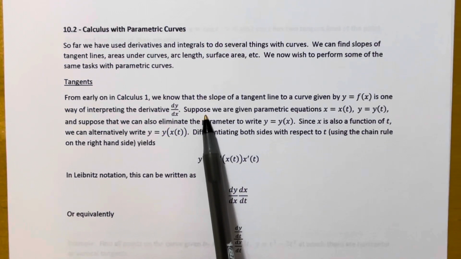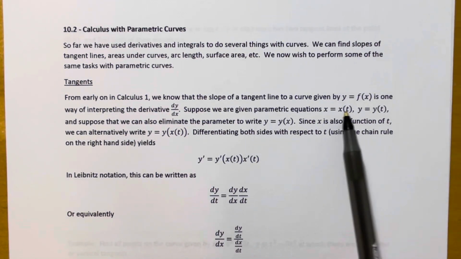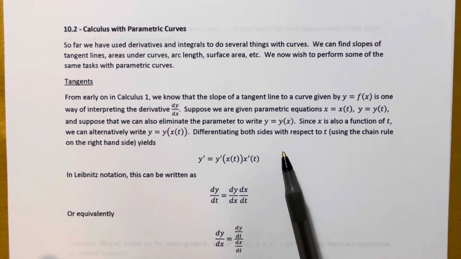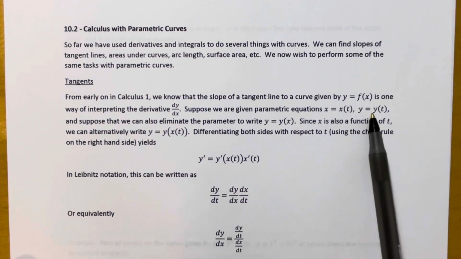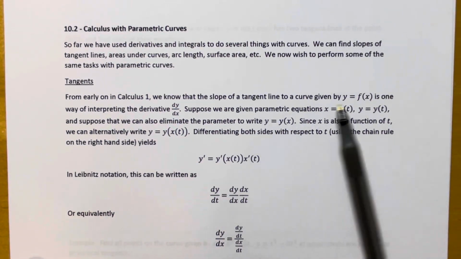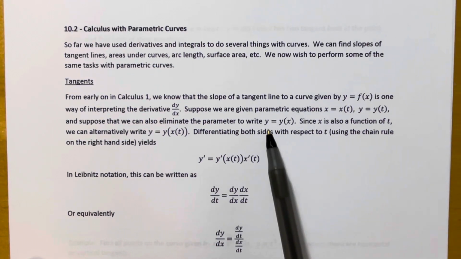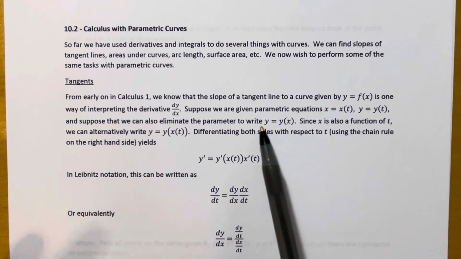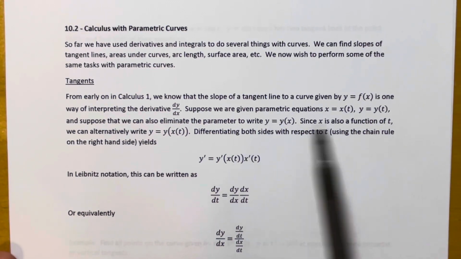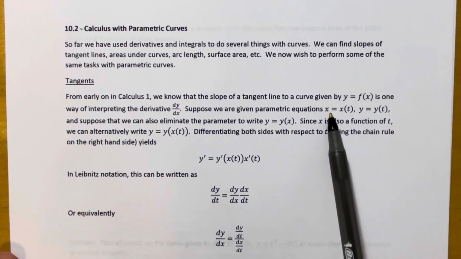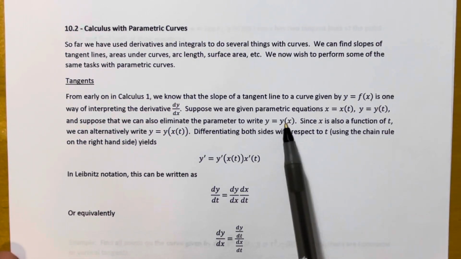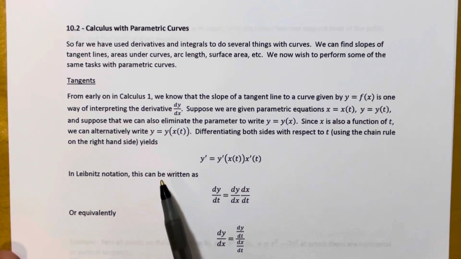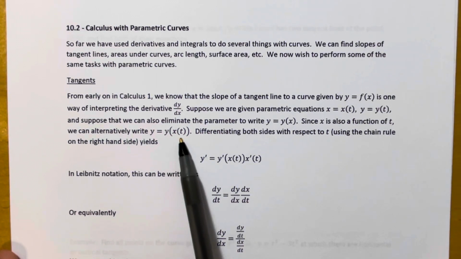Now, if instead we're given a set of parametric equations like x equals x of t and y equals y of t, let's suppose for a moment that we're able to eliminate the parameter in those parametric equations, which means in this case we can write y as a function of x. That's what eliminating the parameter would do. Remember, it puts a relationship between the x and the y. Then because x is also a function of t, y of x can be alternatively written as y of x of t. So this is a composite function.